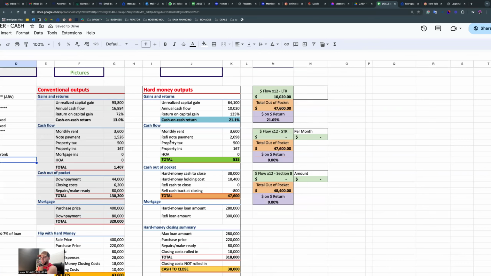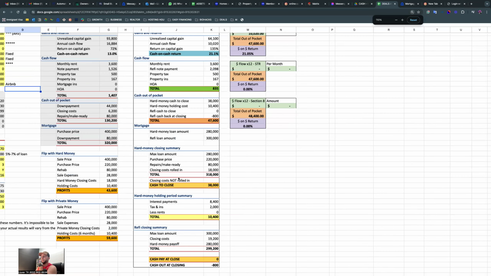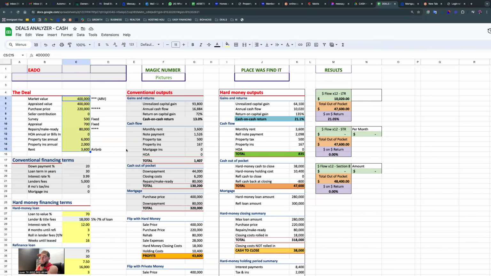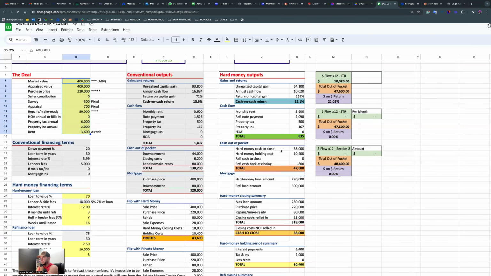Let's focus first. This is all results, so you do not add any number here. The only numbers you play with in the entire spreadsheet are the yellow sections. That's it. Everything else is made up of formulas, so you will have your results here.